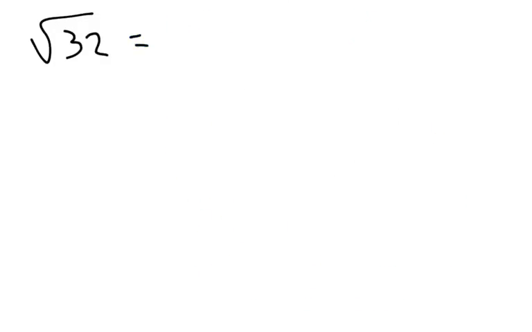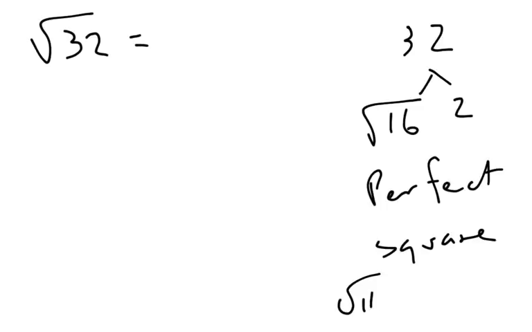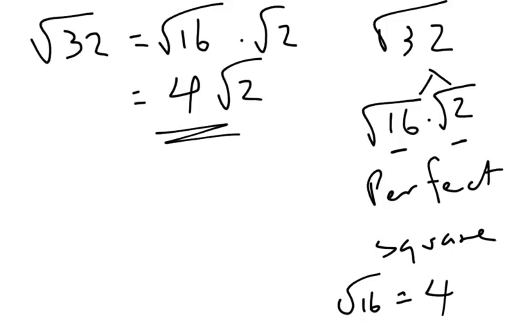Another way of doing the square root of 32 is, when you're breaking the number into 16 and 2, you can realize that this 16 is a perfect square, because the square root of 16 is equal to 4. So the square root of 32 is the same as the square root of 16 times the square root of 2. And this way, you know that the square root of 16 is equal to 4, and the square root of 2 stays as is. And that's your final answer. So that's another way how to solve it.